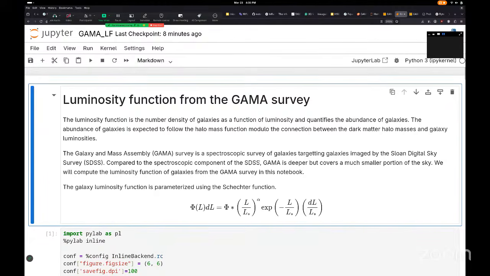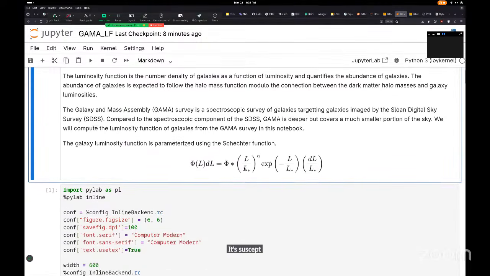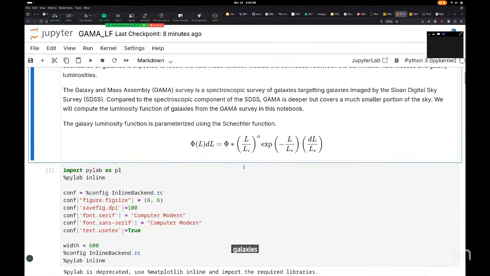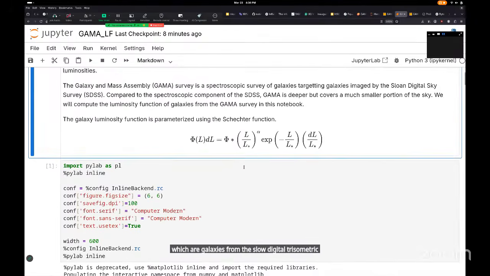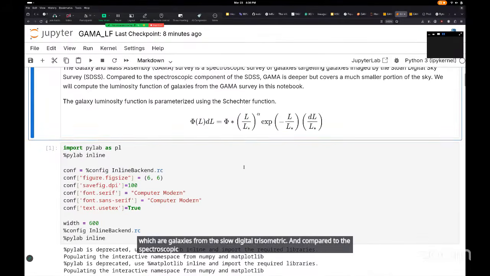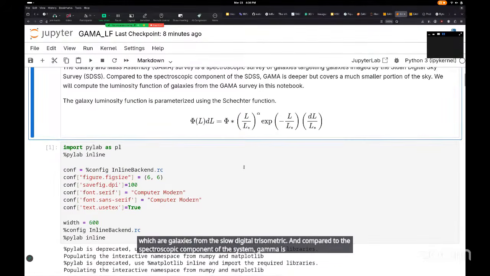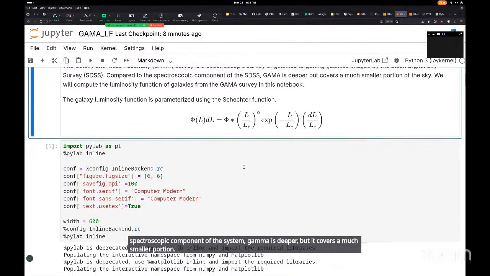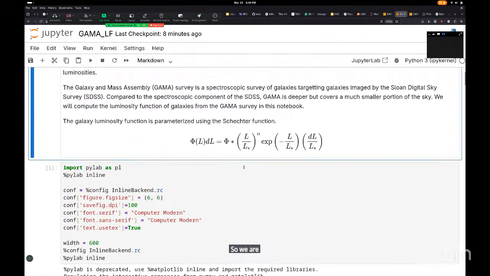And then the GAMA survey is the spectroscopic survey of galaxies, which targeted galaxies from the Sloan Digital Sky Survey. Compared to the spectroscopic component of SDSS, GAMA is deeper, but it covers a much smaller portion. So we will compute the luminosity function using this.